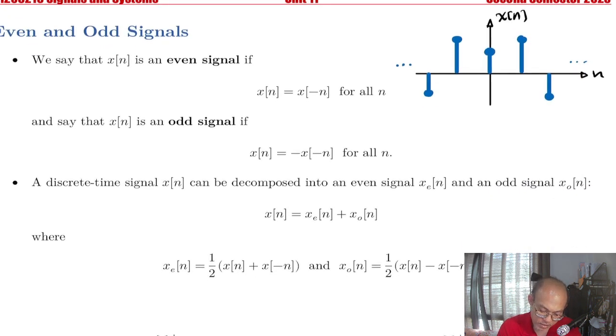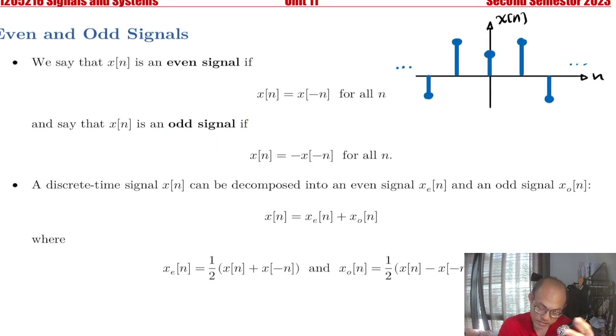Now, for an odd signal, the left and right not only have to be images of each other, you have to flip it down. Okay, you have to flip it down to be the mirror image of each other. So an odd signal may look like this.